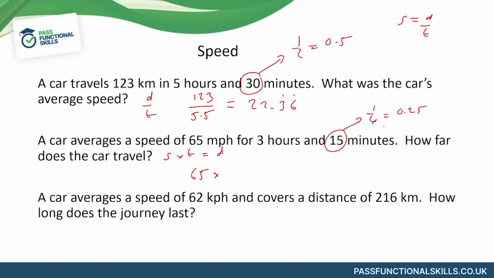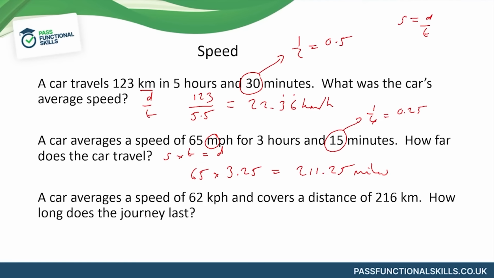Although the chances are that if you don't know that a quarter is 0.25, you probably don't know that 1 top divided by bottom will give you the decimal equivalent. So 3 hours and 15 minutes, that is 3.25. So 65 multiplied by 3.25 comes to 211.25, and since this was in miles per hour, then this is miles. Sorry, I should have put for the previous one the unit for the speed. This is kilometers, so this is kilometers per hour.